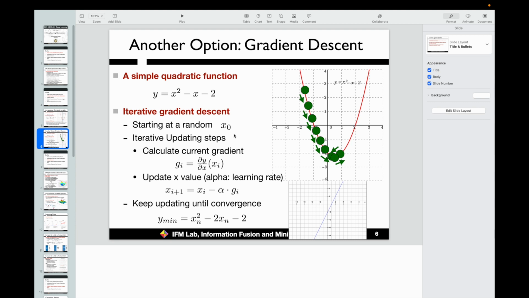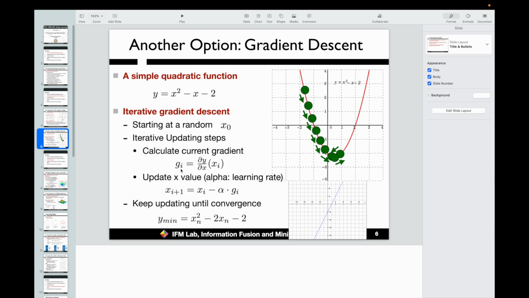And how do we do the updating? We calculate the partial derivative of this function regarding the variable at each of the points we are searching. For example, if we do the random initialization x0, then we can calculate its current gradient to be the partial derivative of y with respect to x at x0, right? We can calculate its current gradient for the current variable value, like x0. And then we can denote this gradient to be gi because we are doing iterative updating. This i denotes the iteration number. The i is the iteration, right?